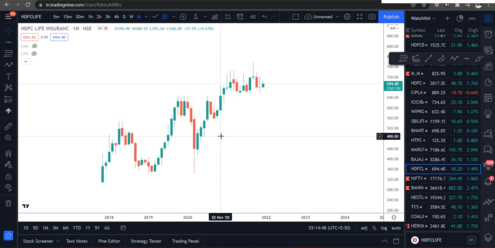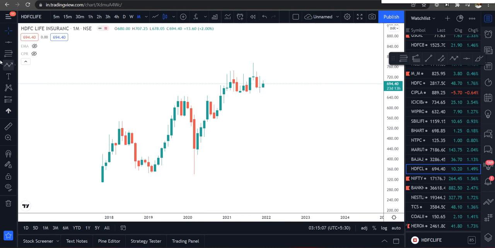So how can you avoid this? It's not completely possible, no one can predict the top or bottom of the market. The crashes that come or the uptrend that moves, no one can predict how long it will go and where it reverses. So for that purpose, we are using this Fibonacci retracement tool.